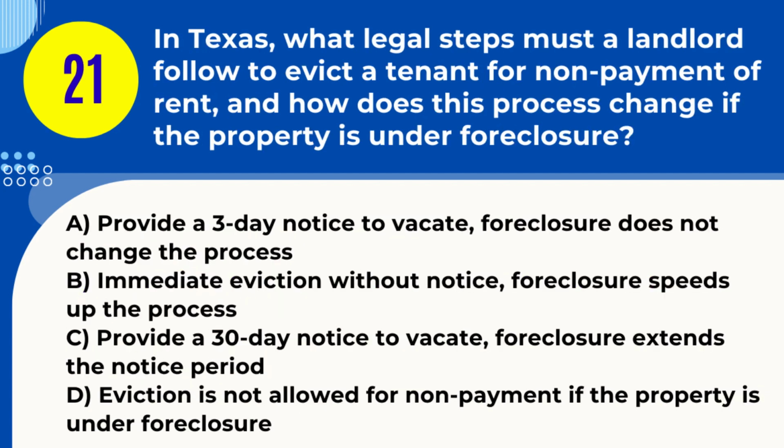Question 21. In Texas, what legal steps must a landlord follow to evict a tenant for non-payment of rent, and how does this process change if the property is under foreclosure? A. Provide a 3-day notice to vacate. Foreclosure does not change the process. B. Immediate eviction without notice. Foreclosure speeds up the process. C. Provide a 30-day notice to vacate. Foreclosure extends the notice period. D. Eviction is not allowed for non-payment if the property is under foreclosure.